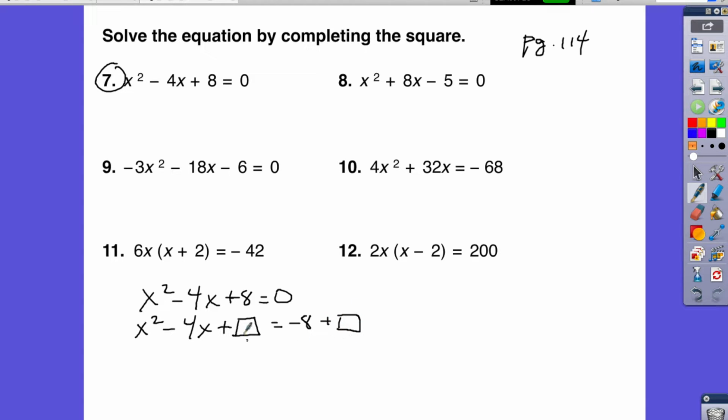So remember, in equations, whatever you do on one side, you have to do on the other. Let's do our magic number. We'll do it over here on the side so we can see it. Negative 4 divided by 2, which equals negative 2. I'm going to take that and square it, which makes positive 4. So that means that I'm going to add 4 on both sides.